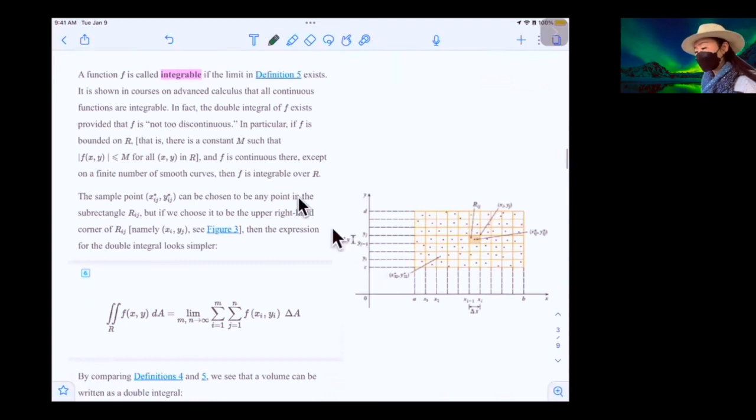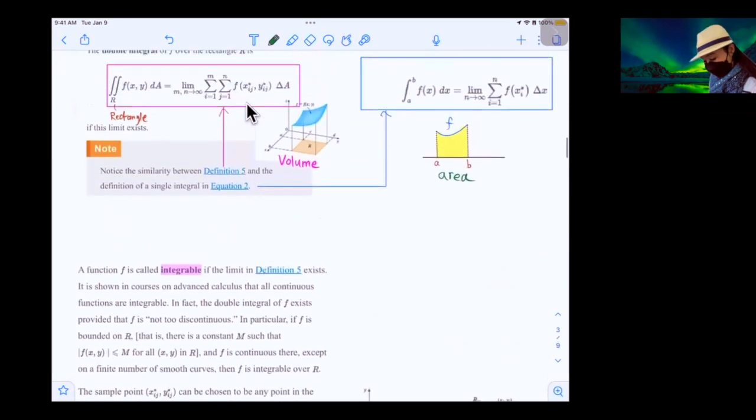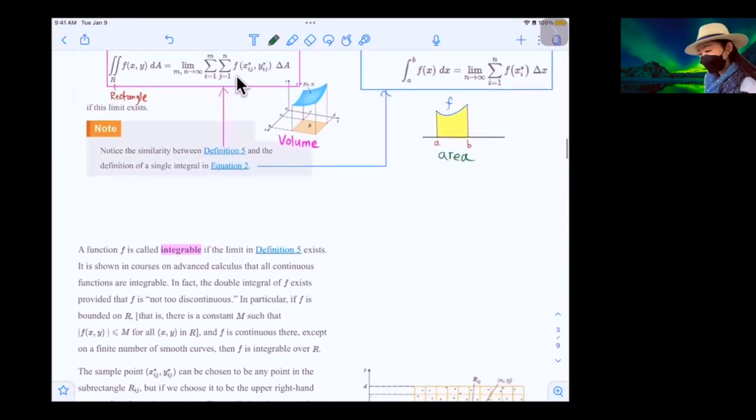Now, what does it mean for a function to be integrable? If the limit here exists, then the function is integrable. So when this double integral is equal to a finite number, we call that function integrable.